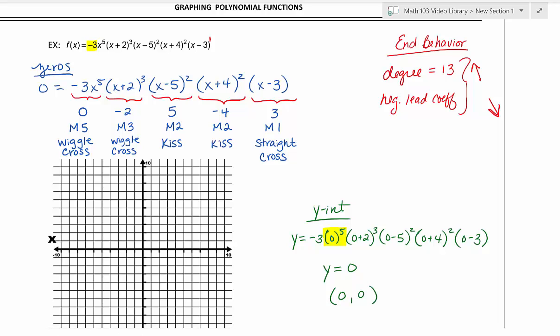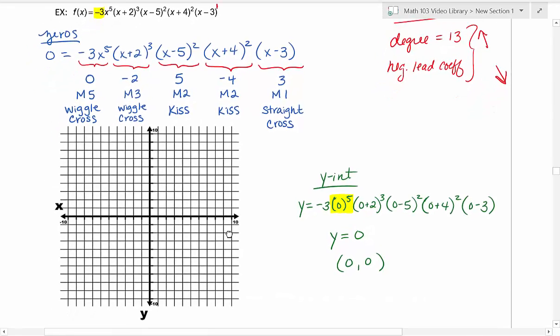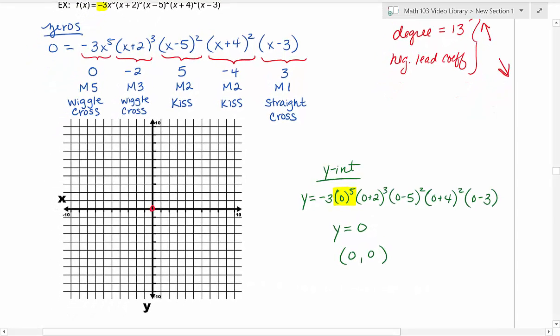Note that if you have a 0 of 0 up here, your y-intercept is always going to be the origin. If you get a y-intercept of (0, 5,000), you've made a mistake. You probably forgot to multiply by that 0 out in front. So let's plot all of these intercepts: 0, negative 2, 5, negative 4, and positive 3.